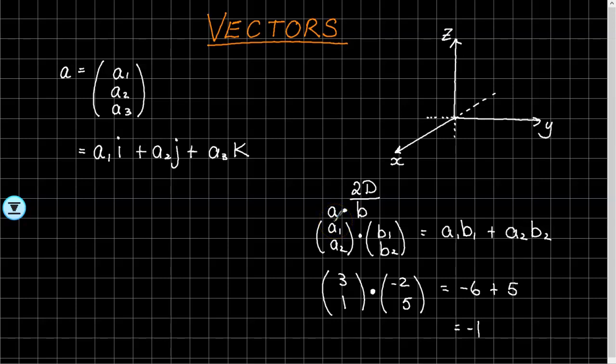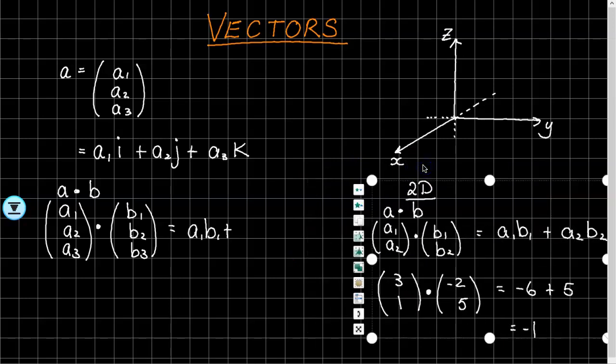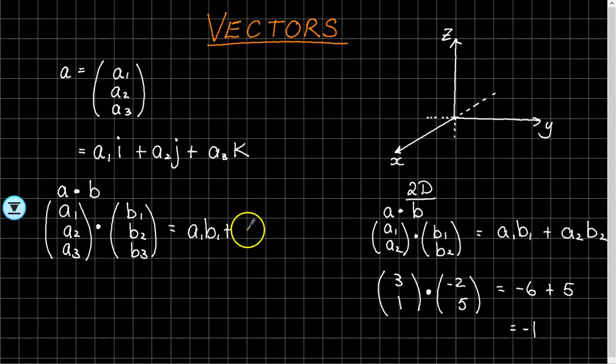For 3D, would it be any surprise that A dotted with B, it would then be A1, A2, A3, dotted with B1, B2, B3, and that ends up being A1 B1 plus A2 B2 plus A3 B3. I'm going to get rid of that because we don't need it.